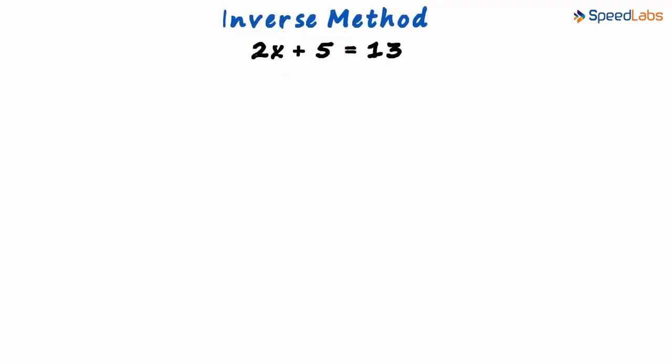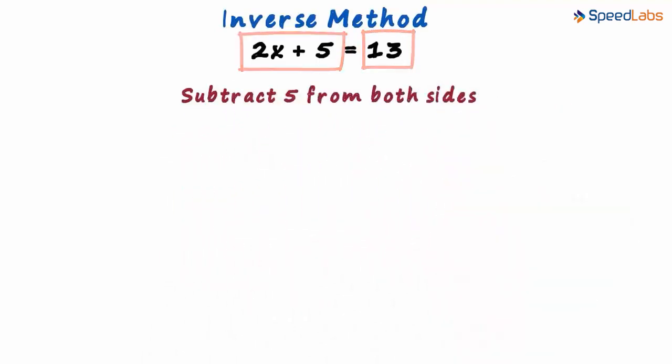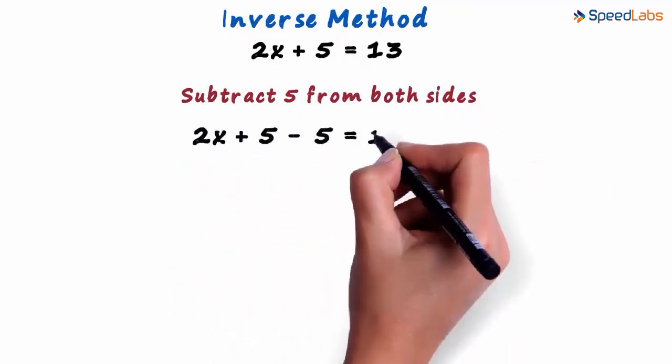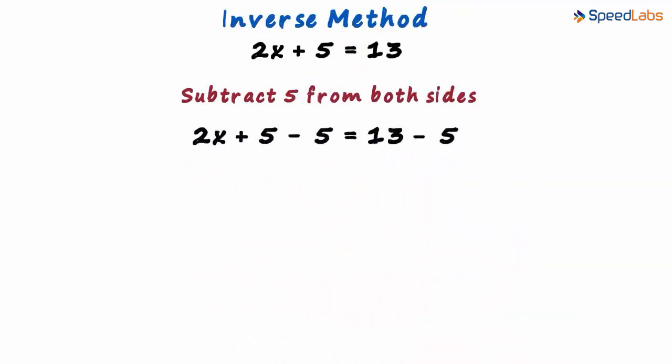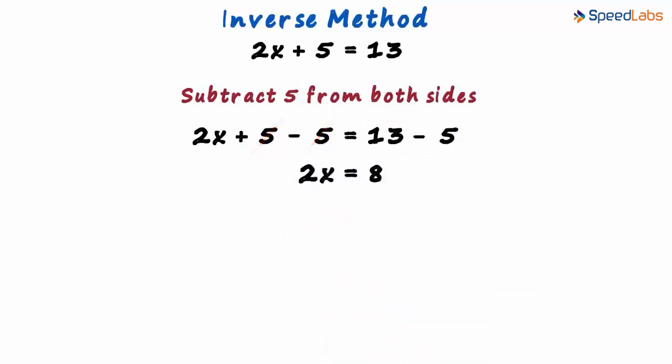But we just learnt a concept that said, if we subtract a number from the left-hand side, we have to subtract the same number from the right-hand side. Hence, we subtract 5 from both sides. We get 2x plus 5 minus 5 equal to 13 minus 5. We subtracted 5 from both sides. 5 cancels out on the left-hand side and the right-hand side equals 8. Hence, our equation reduces to 2x equals 8.